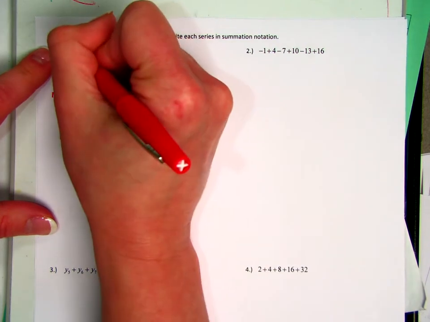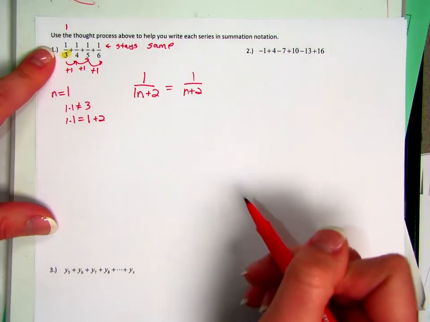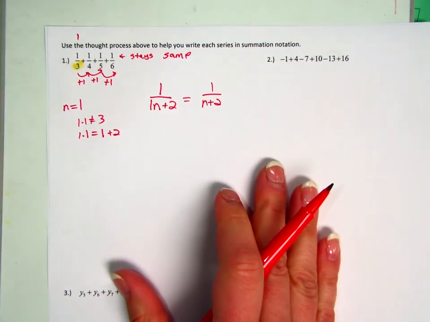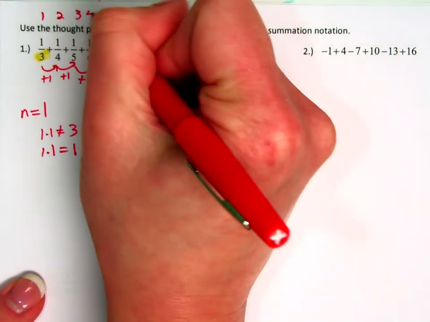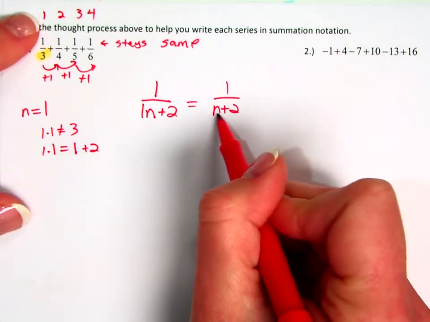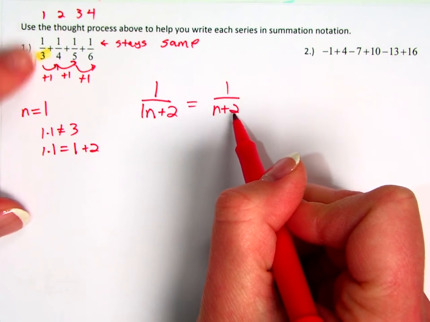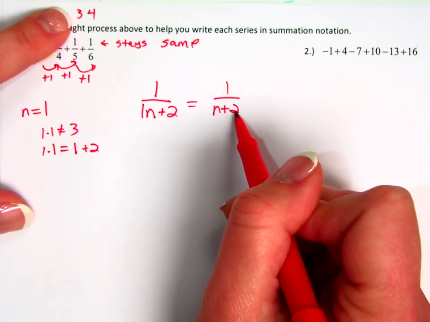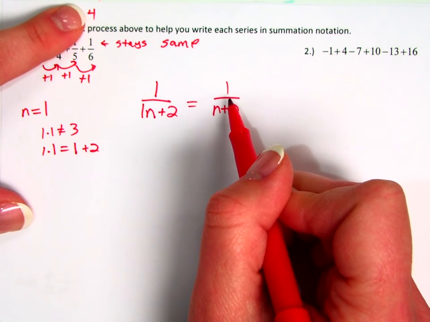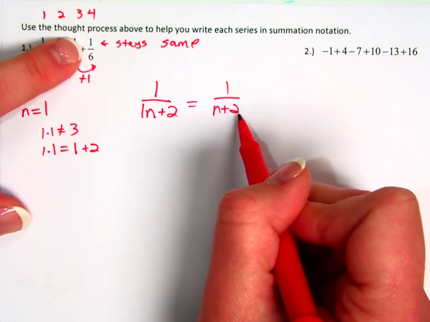So this number would be 1. This is my second term, my third term, my fourth term. So 1 plus 2 is 3, so I would get 1/3. 2 plus 2 is 4, so I would get 1/4. 3 plus 2 is 5, so I'd get 1/5. And 4 plus 2 is 6, so I would get 1/6.